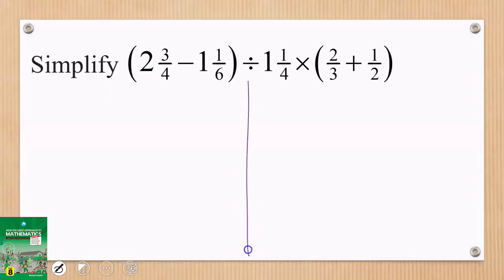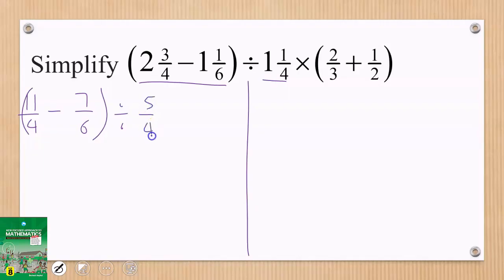Good. So here we have bracket, we have division, and we have multiplication. And again, bracket first. So I'm going to start with the bracket here, which I can change to improper fraction as 4 times 2, 8 plus 1 plus 3, 11 on 4 minus 1 times 6 is 6 plus 1, 7 on 6. So put that into a bracket. Then divided by one whole number, 1 over 4 is the same as 1 times 4 plus 1. So we have 5 over 4.